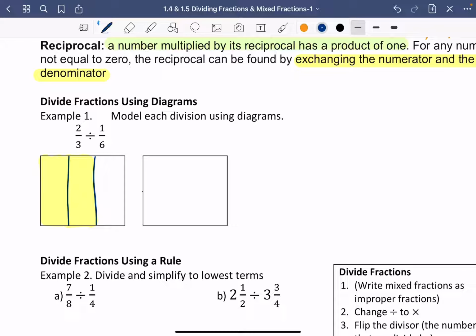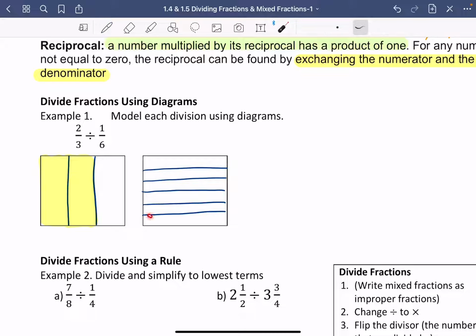Okay, so if I divide my rectangle into 6 parts, then each part is 1/6. So what I'm doing here is I want to divide 2/3, so this part, into these little pieces, and we want to find how many pieces there will be. So let's take a look.